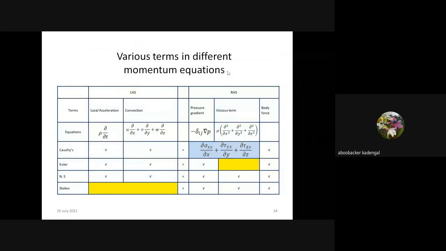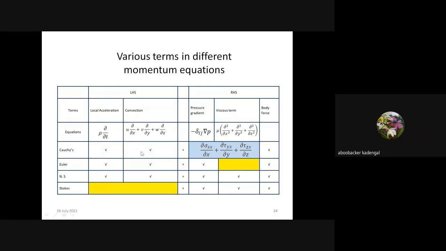Okay, we can combine all these various equations into a table like this. For any equation, we have a left hand side and a right hand side. The various terms we come across are the local acceleration term, convection term, pressure gradient term, viscous term, and body force term. By choosing or combining these various terms, we will get either the Cauchy, Euler, Navier-Stokes or Stokes equation.